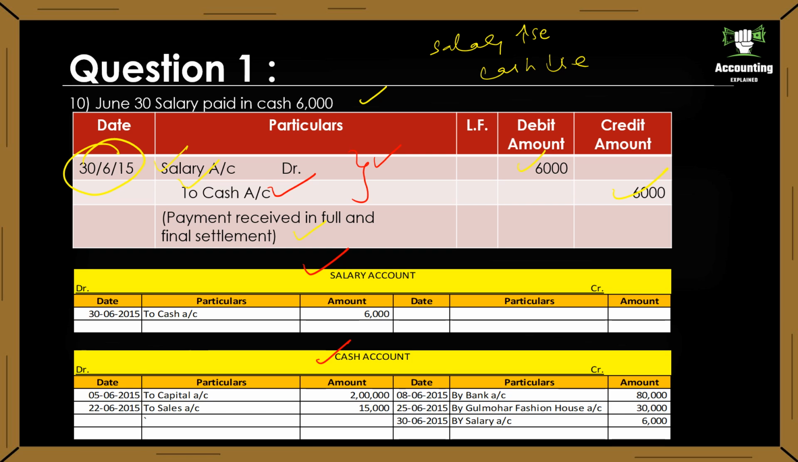Okay, let us see the salary account first. Opposite of salary is cash, credited here in the journal. So in the ledger on 30/6/2015 in the salary account, we are going to debit to cash account 6,000 rupees. Now we will see cash account. Opposite of cash account is what? Opposite of cash account is salary account in the journal. We have debited the salary account in the journal. So in the ledger we are going to credit in the cash account on 30/6/2015 by salary account 6,000 rupees.